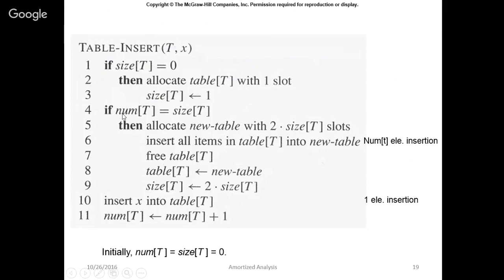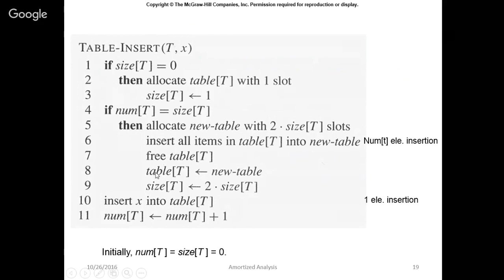If the number of items in the table equals the size of the table, then create a new table which is 2 times the size of the table. So we double the size, we double the capacity of the storage to accommodate the new item. Therefore, insert all the items in the table T into the new table that you've created, the double table. Then free the table T, the old one.